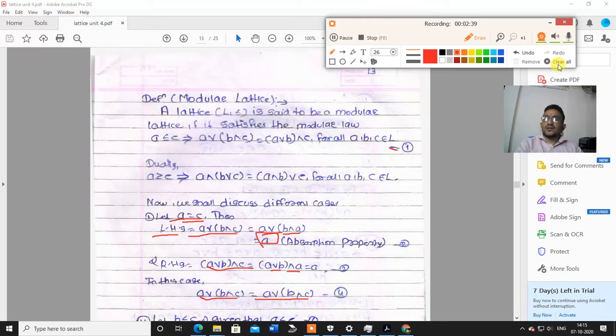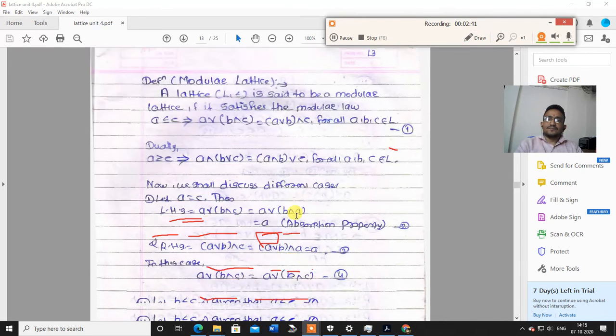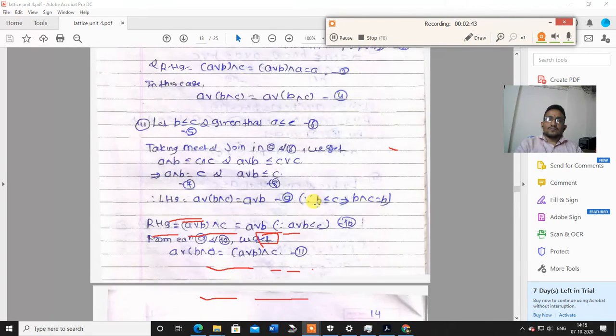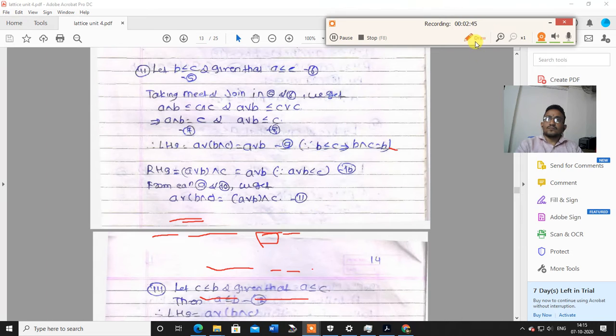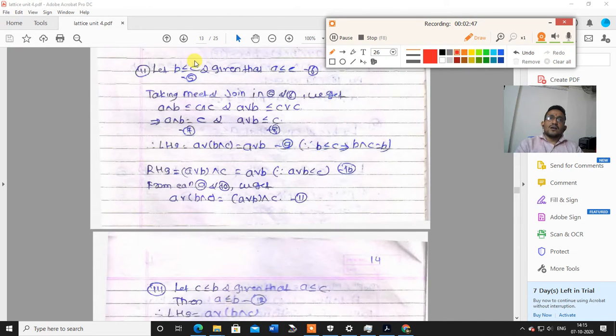त्यानंतर आपण पुढची केस बघणार आहोत. सेकंड केस, we see the second case. Let B is related to C. Okay, so let B is related to C. आपल्याला काय दिलं आहे? A is related to C. आपल्याला पुन्हा इथे काय दिलेलं आहे की we take second case, B is related to C. आणि आपल्याला काय दिलेलं आहे की A is related to C. So they give equation 5 and they give equation 6.